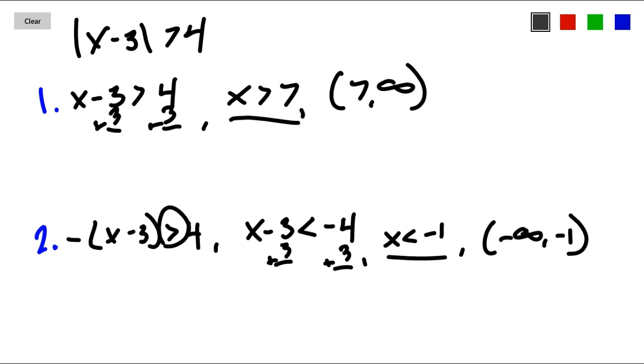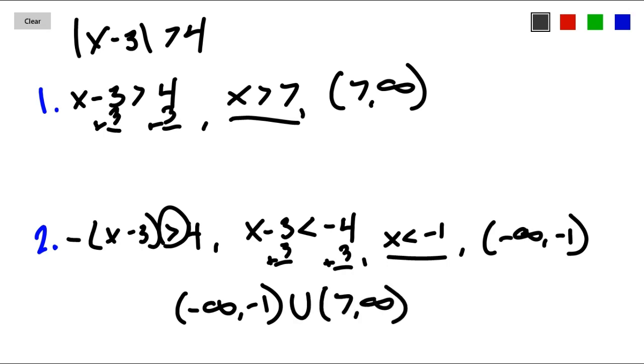So if you want to represent the entire solution set that x could be, we have to unionize these two intervals. So I have the smaller one first, negative infinity to negative 1, and I unionize it with the other interval. And this gives me all of the values that x can take on.